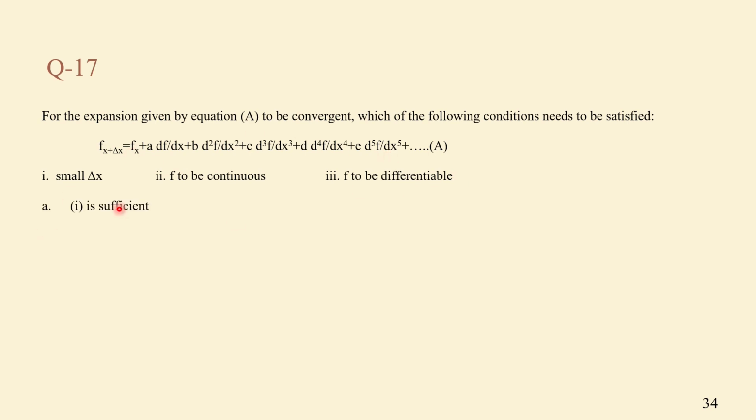So looking at the options, option A: 1 is sufficient, option B: 2 is sufficient, option C: 3 alone is sufficient, option D: all three are necessary. So according to what we require for convergence, we need to have stability, we need to have consistency. For that, we need to have the mesh size small, and we need the system to be continuous and differentiable. So we need all three. The answer to this particular problem is option D, where all three are necessary. We'll go to question 18.